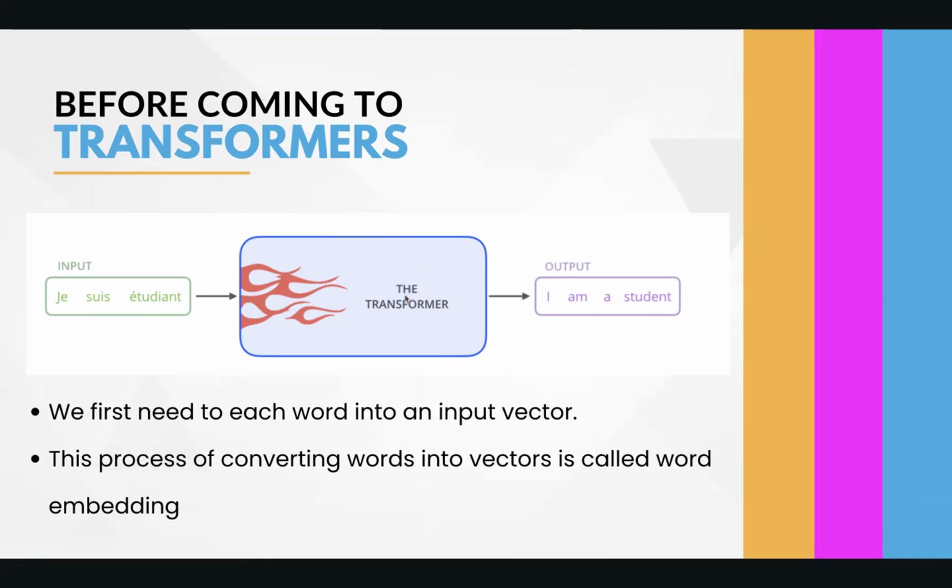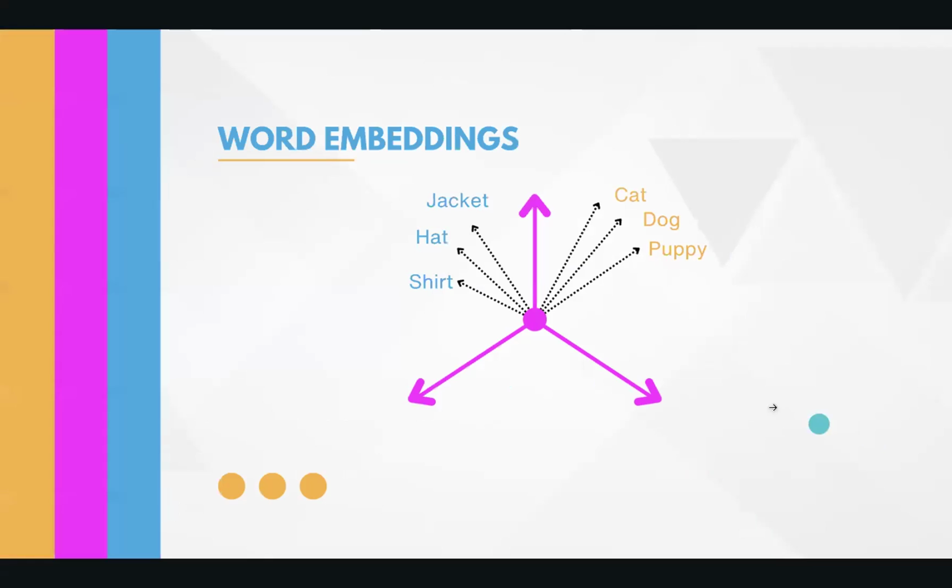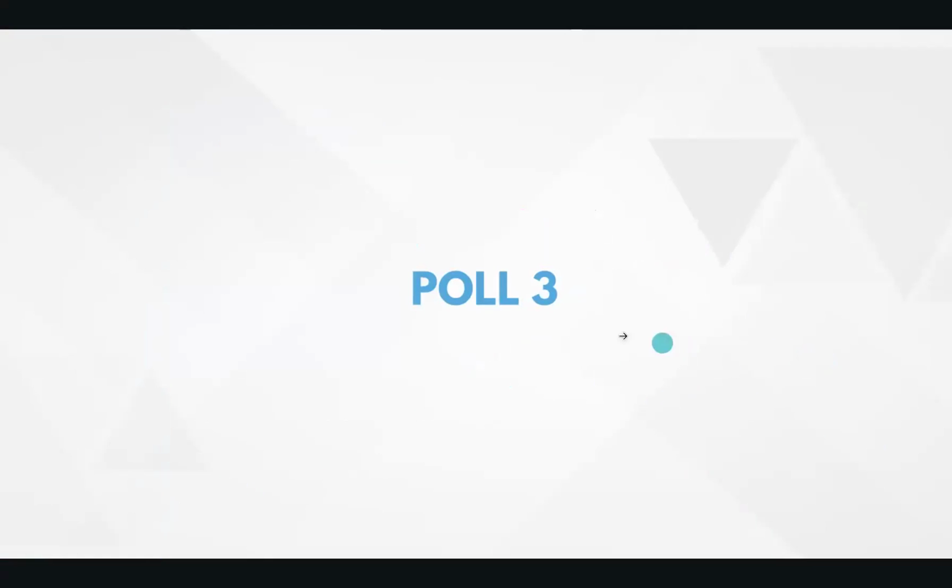When we give sentences, the sentences are not directly processed by transformers. There is a process called word embedding. So now we are going to understand a bit about word embedding.